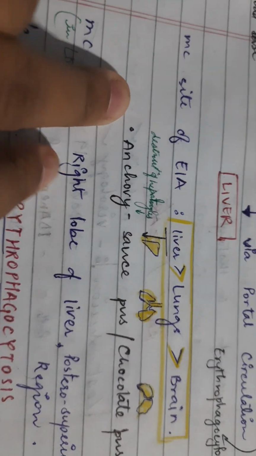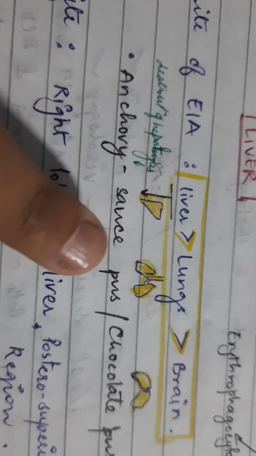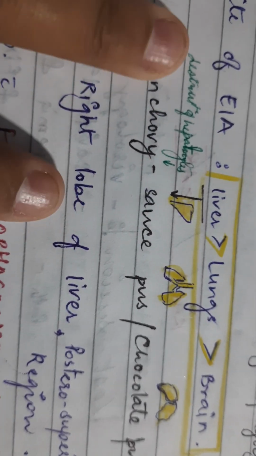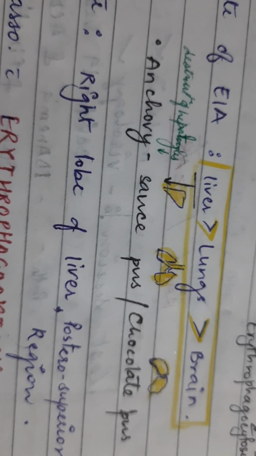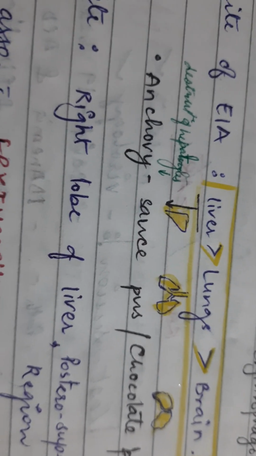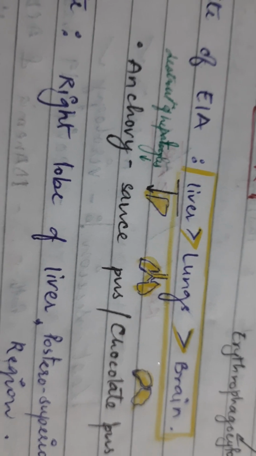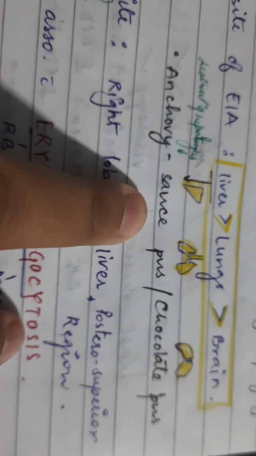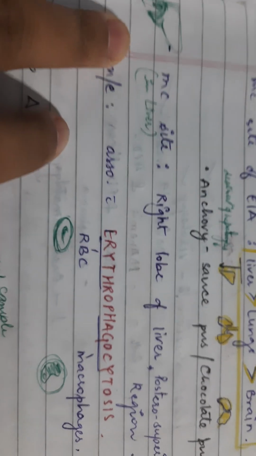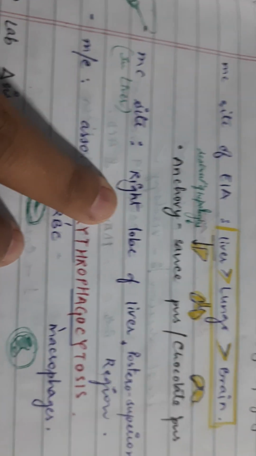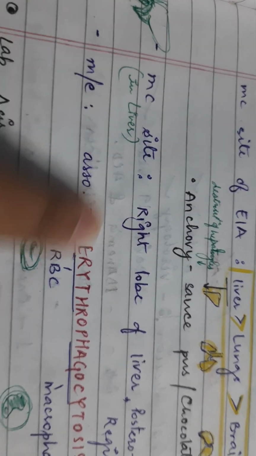The most common site for extraintestinal amoebiasis is the liver, then lungs, then brain. Obviously, because we go from the bottom of the body upward: first comes the liver, then lungs, and then brain. Then there is destruction of hepatocytes, and curvy sauce or chocolate pus is seen on aspiration in the liver. The most common site in the liver is the right lobe, posterior superior region.